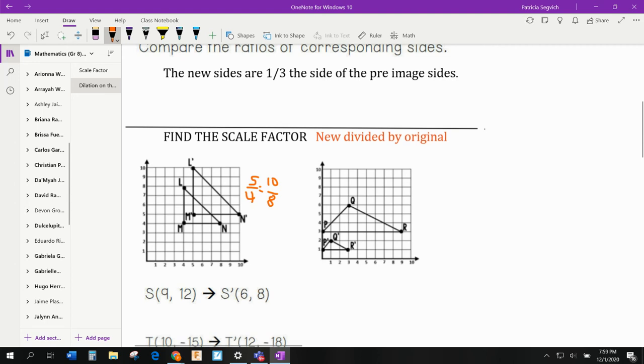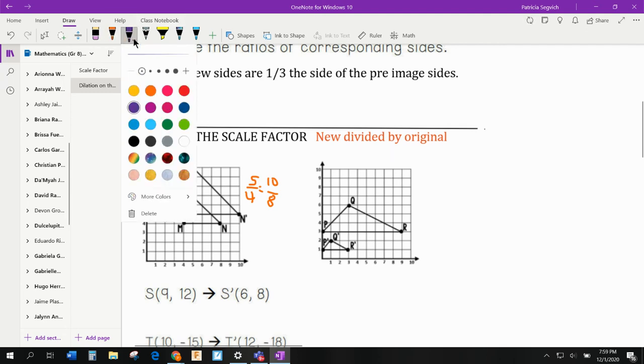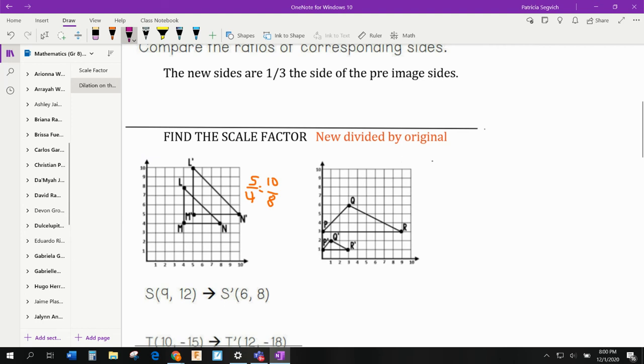Let's look at the L. L's new is 10 and original is 8. So we're going to have that consistency of scale factor. To get your scale factor, you find the new divided by the old or original. So let's do this one. Our new is 3. Our original is 1. So 3 over 1, which is 3.